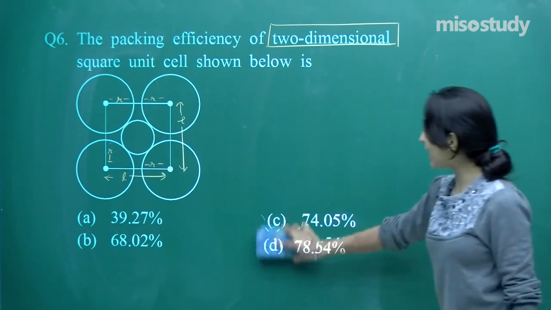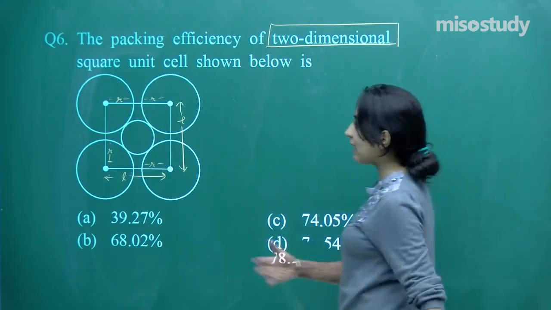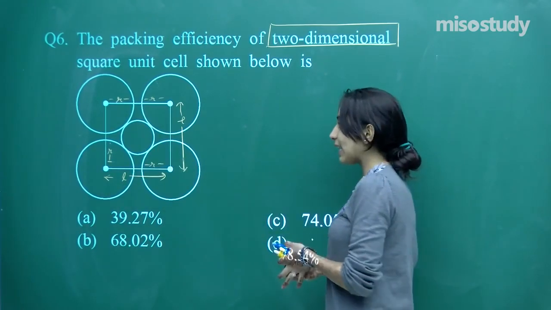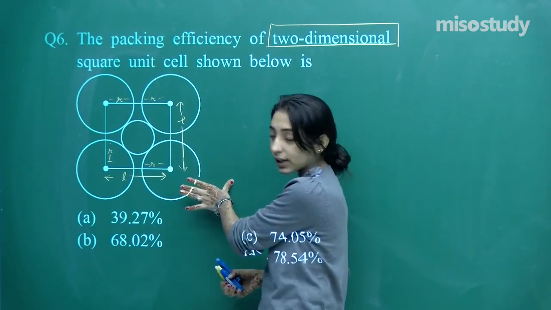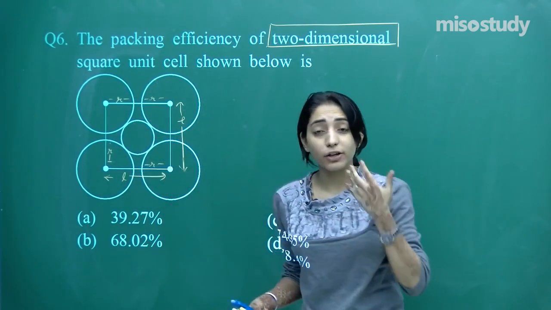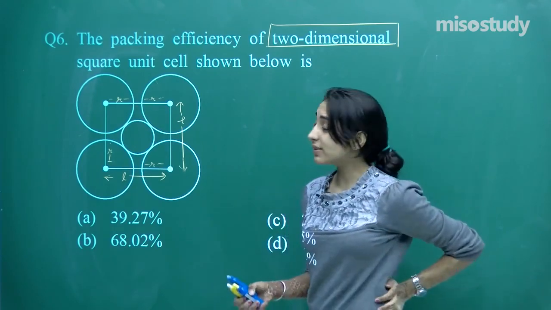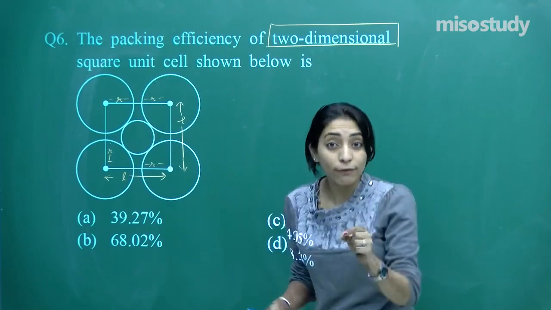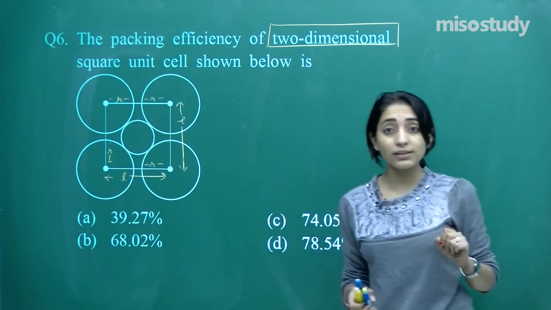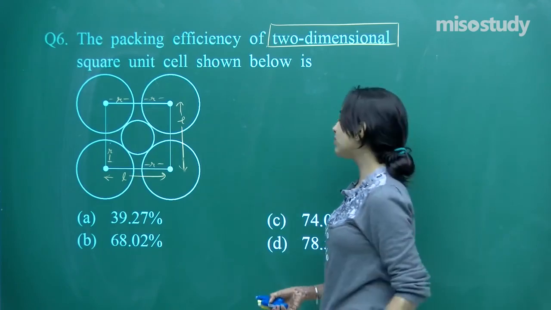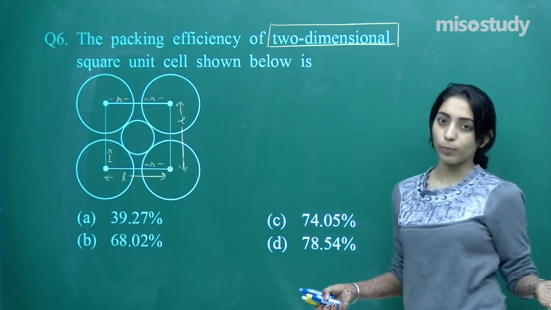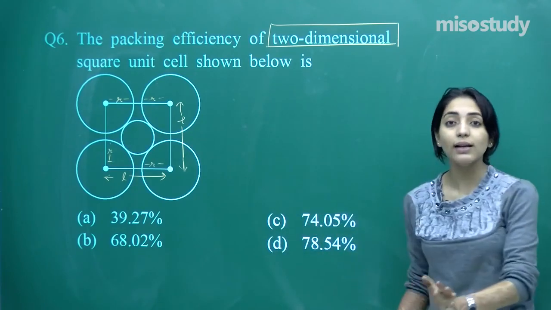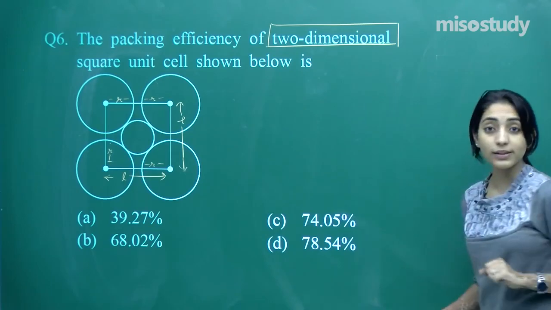So what I was saying was, many people will look at the figure, and when they look at the figure, they'll simply say there is an atom at the center of the face, so you will consider it to be a face-centered cubic unit cell. And if you consider it to be the face-centered cubic unit cell, you'll say, ma'am, the obvious answer will be 74%, because we have mugged it up like anything that for a face-centered cubic unit cell, the packing efficiency is 74%, right?